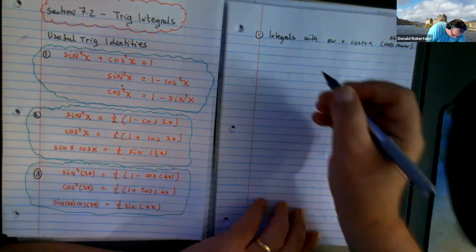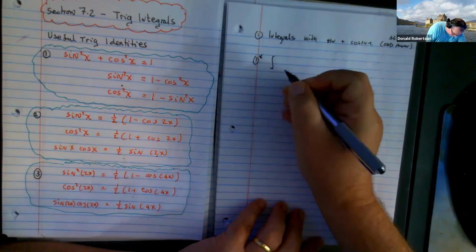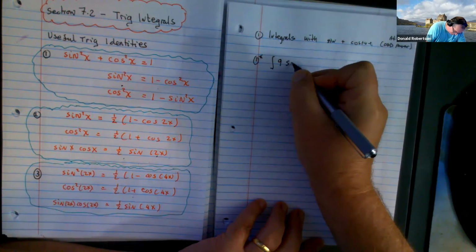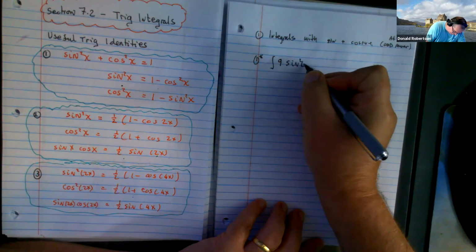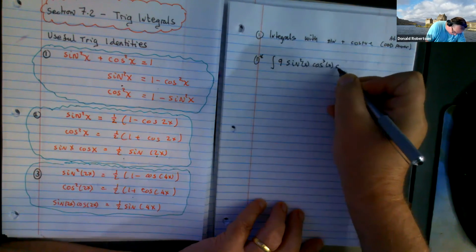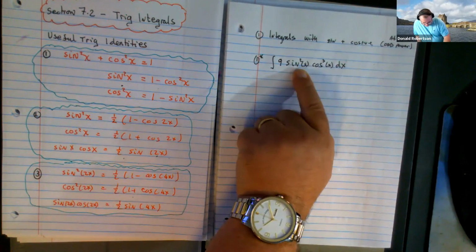So this is a version of question 1. Suppose we get the integral of 9 sine squared x cosine cubed x dx. So you've got an odd and an even power of sines and cosines.